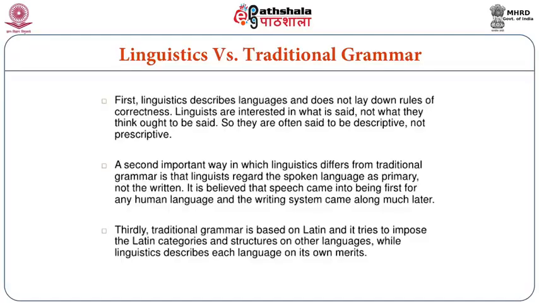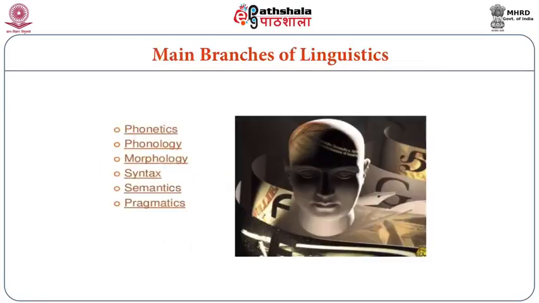Thirdly, traditional grammar is based on Latin and it tries to impose the Latin categories and structures on other languages, while linguists describe each language on its own merits. Now, there are various branches of linguistics. You can see on your screen that the main branches we name as phonetics, phonology, morphology, syntax, semantics and pragmatics. We will discuss them in various modules later on.